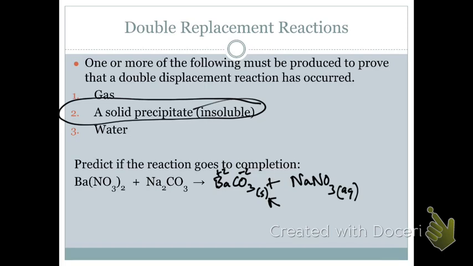And then the next thing I have to do is I have to balance. So just to balance, you would do this. Okay? So we fulfilled one of the three things. What was one of the things? That one of the products was insoluble.